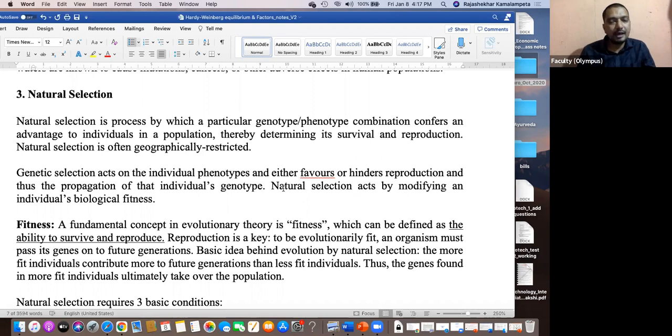Correct? So it would impact the gene and genotypic frequencies, because you're adding bias here. You're actually selecting something over the other. That is because natural selection acts on the fitter one. Fitter ones will be selected over the less fit one. Then what happens? Frequencies change over a period of time. So natural selection does impact.